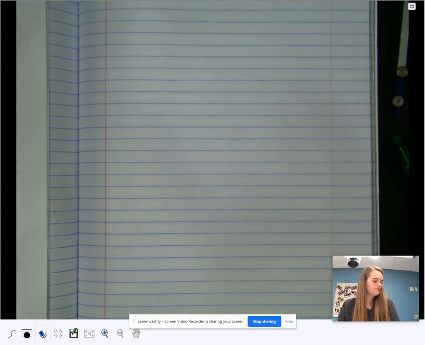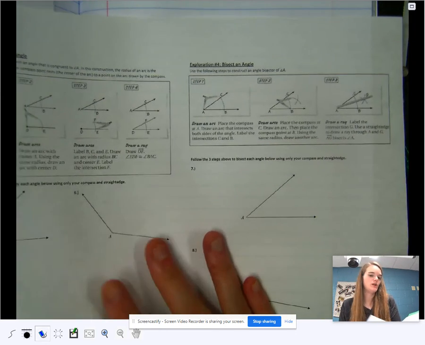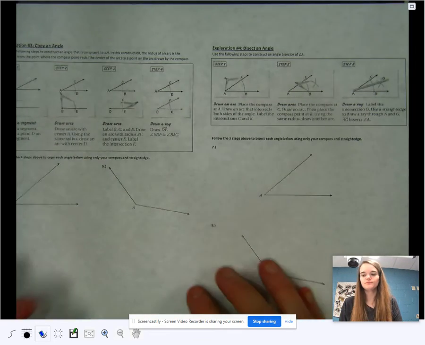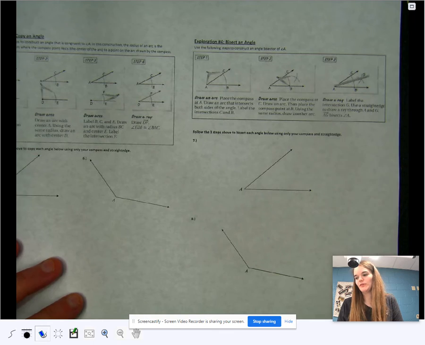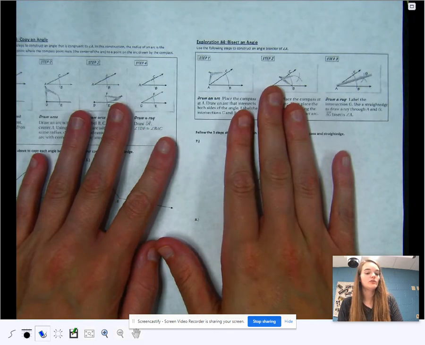Alright guys, we are going to finish constructions today, which are going to be angle constructions. So this was in that video from yesterday as well. Not the video itself, but it was in the materials at the bottom of the video. We're going to talk about copying angles and bisecting angles.